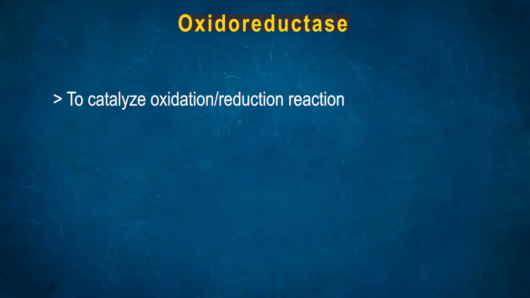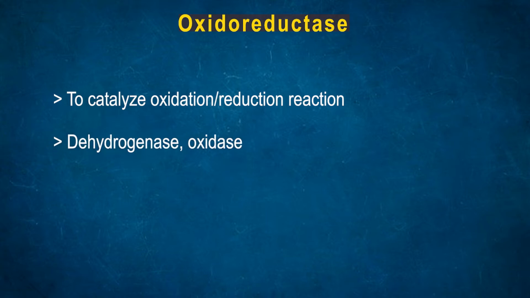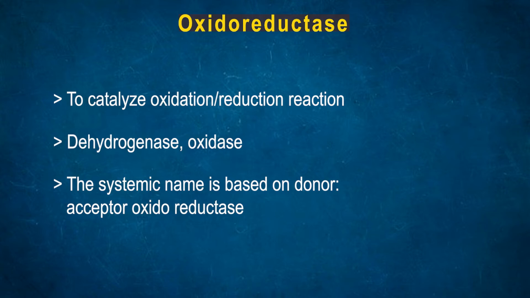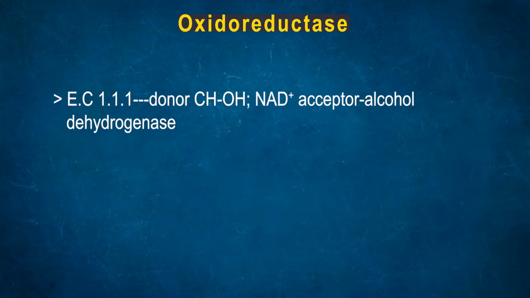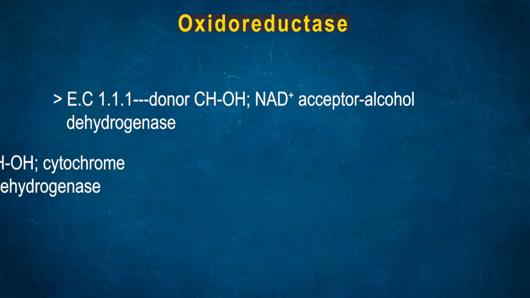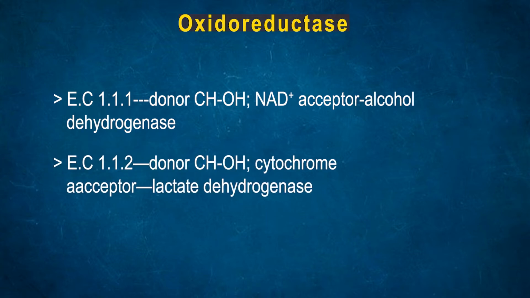First one, oxidoreductase. These enzymes catalyze oxidation-reduction reactions. The substrate is regarded as hydrogen donor and it is getting oxidized. The systematic name is based on donor:acceptor oxidoreductase. Dehydrogenases and oxidases belong in this category. Say, for example, EC 1.1.1, where the donor is CHOH and NAD plus is acceptor. It is for alcohol dehydrogenase. EC 1.1.2 is for lactate dehydrogenase, where the donor is CHOH and cytochrome is acceptor.